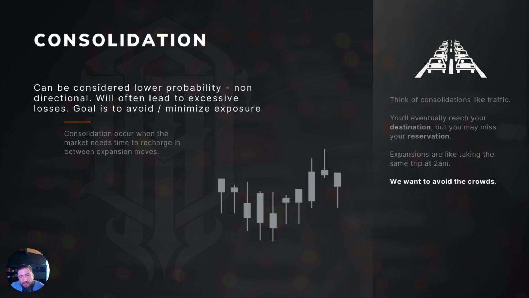So for this metaphor, I want you to think of consolidations like traffic. Sure, you can drive during traffic hour, you'll eventually reach your destination, but you might be late. So when we're thinking of expansions, that's like taking a trip in the middle of the night. When there's no one around, pretty easy. You get there with no hesitation. With this in mind, we want to avoid those crowds. So we typically want to align with expansion phases when trading.